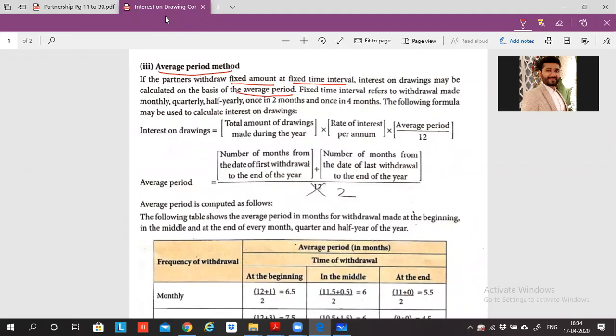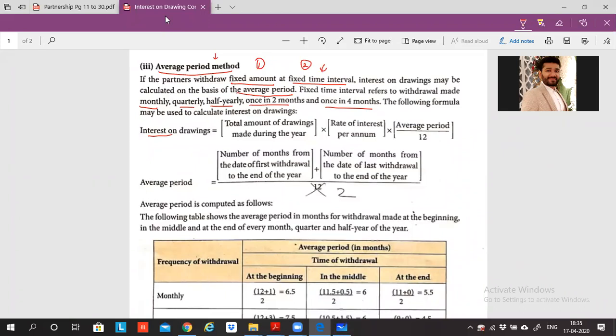Now they said fixed time interval, right? What does this mean? This means that withdrawal is made either monthly or quarterly or half yearly or once in 2 months and once in 4 months, right? So if the amount is fixed, first condition, and the time of withdrawal is also fixed, if these two conditions are satisfied, then we can use the average period method to determine the interest on drawing very quickly, right? So what is the formula? Total amount of drawing made during the year.